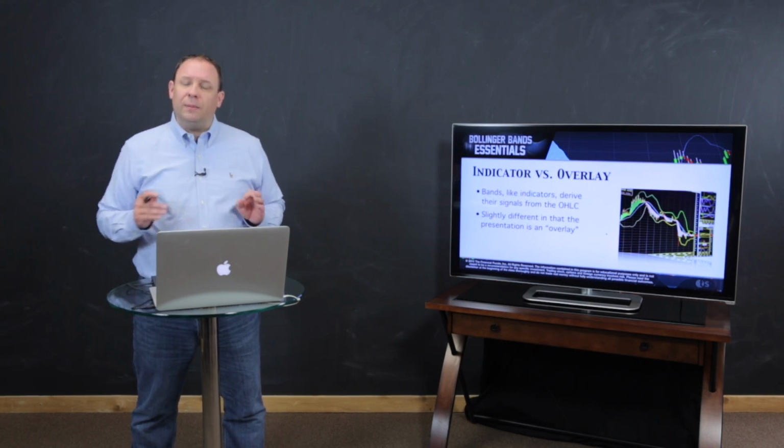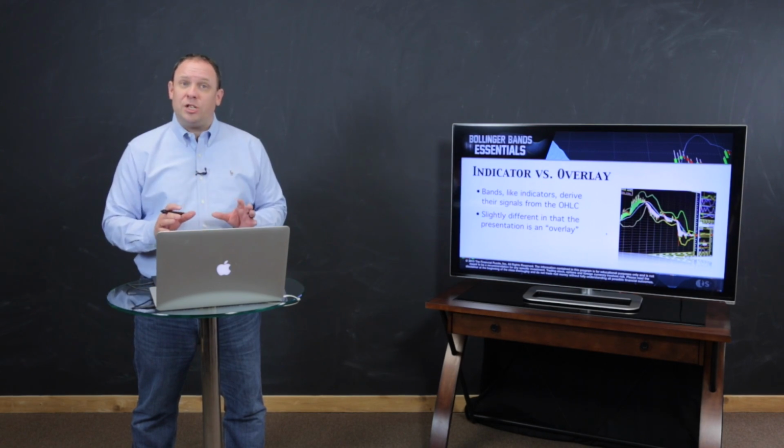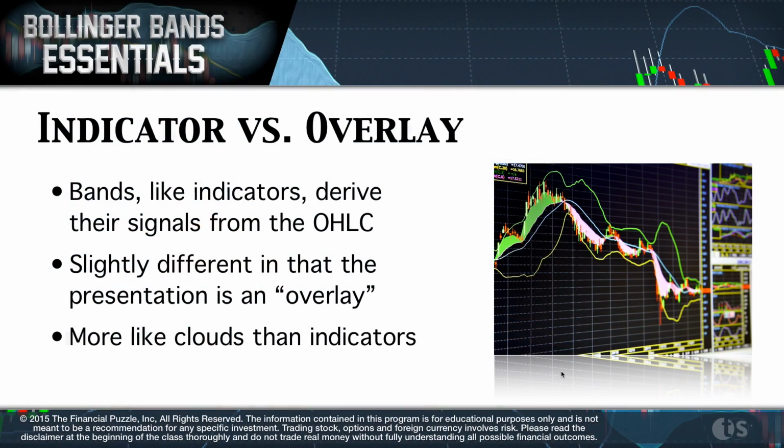But it presents a little bit of a different presentation and a little bit different functionality here. It's going to work a little bit more like the Ichimoku clouds than an indicator itself. We still get signals from it, obviously, but again, it's laying right on top of the chart rather than underneath the chart, as you would typically see, for example, a stochastics indicator or an RSI indicator that would be drawn across the bottom of the chart.